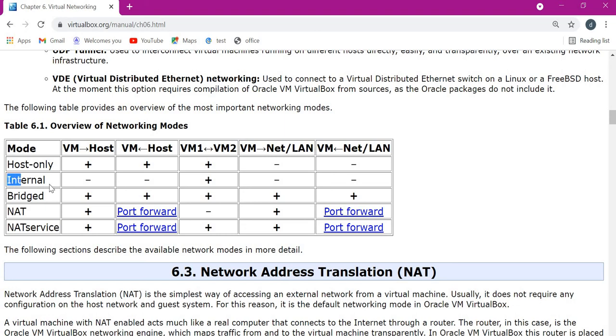So the next mode is internal. In the internal network, only the VM to VM communication is possible. Other modes are not possible. So the host cannot access the VM and VMs cannot access the host, and the machines from internet or LAN cannot access the VM, and also the VM cannot access the net or LAN. So only the VM to VM communication is there.